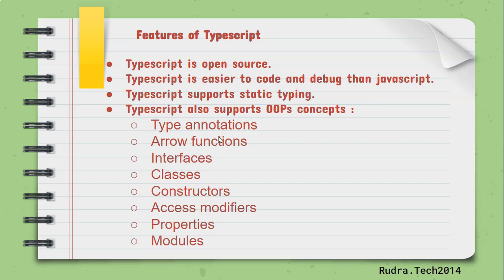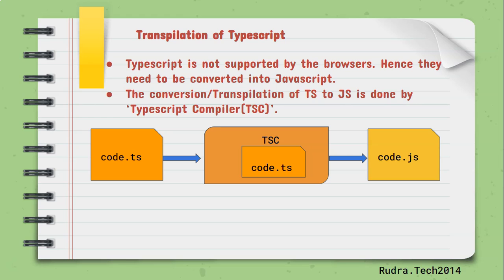It also supports object-oriented concepts, that is like type annotation, arrow functions, interfaces, classes, constructors, access modifiers, properties, and also modules. That makes it a powerful language. Then TypeScript is a powerful language, but it is not supported by the browsers. Hence, TypeScript needs to be converted into JavaScript. Why? Because all the browsers understand and are configured for JavaScript, but they are not configured for TypeScript.